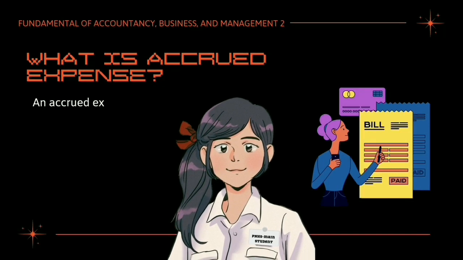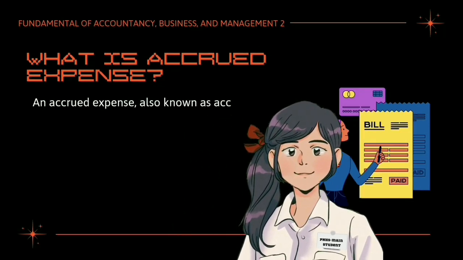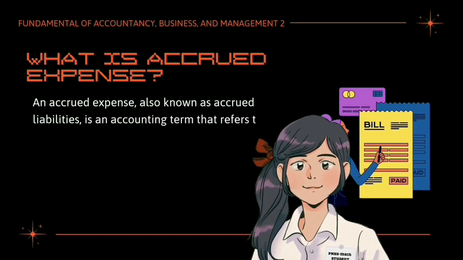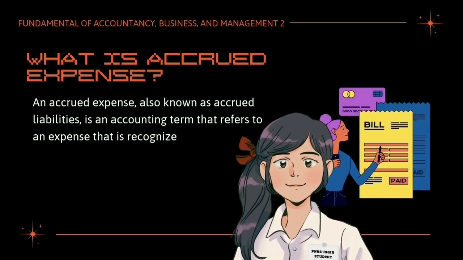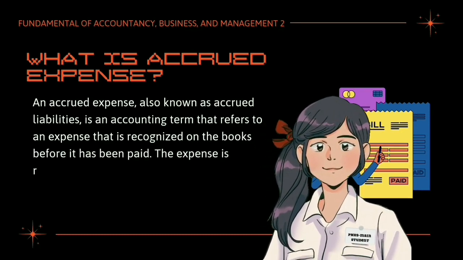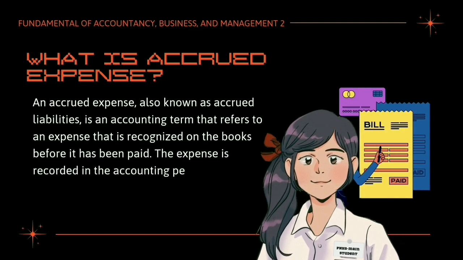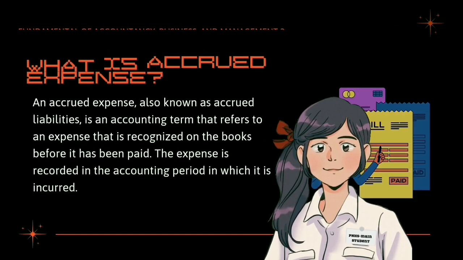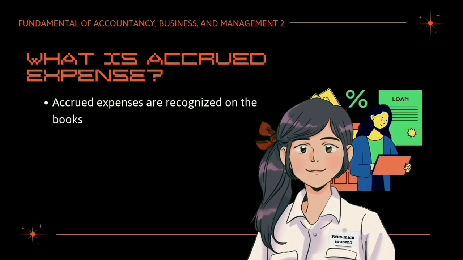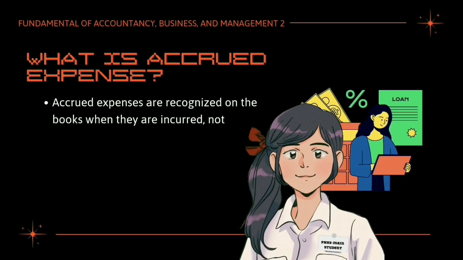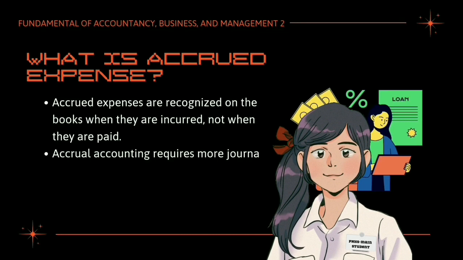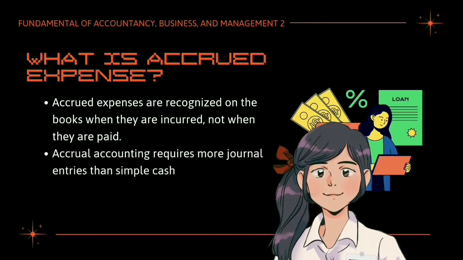What is accrued expense? An accrued expense, also known as accrued liabilities, is an accounting term that refers to an expense that is recognized on the books before it has been paid. The expense is recorded in the accounting period in which it is incurred. Accrued expenses are recognized on the books when they are incurred, not when they are paid. Accrual accounting requires more journal entries than simple cash balance accounting.